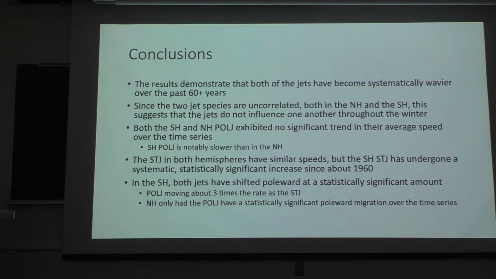The subtropical jet in both hemispheres have similar speeds, but the Southern Hemisphere jet has undergone a systematic, statistically significant increase since about 1960. In the Southern Hemisphere, both jets have shifted poleward at a statistically significant amount, the polar jet moving about 3 times the rate of the subtropical jet. The Northern Hemisphere only had the polar jet have a statistically significant poleward migration over the time series.